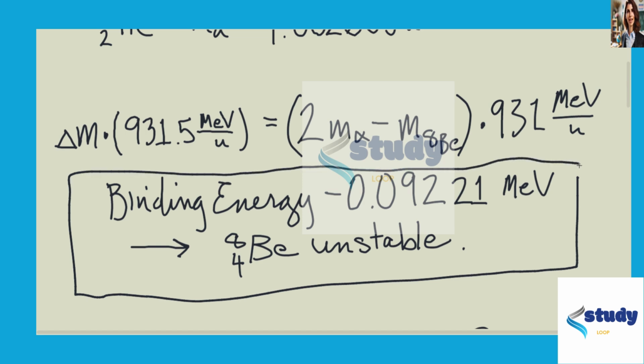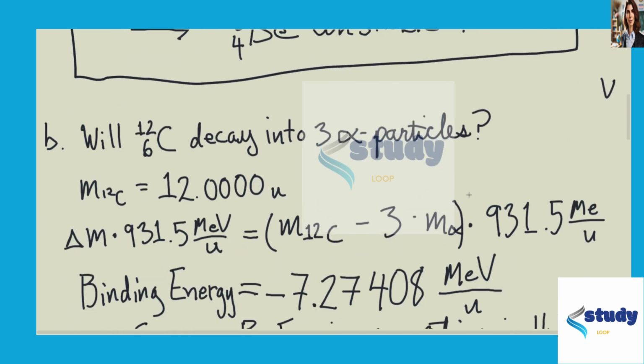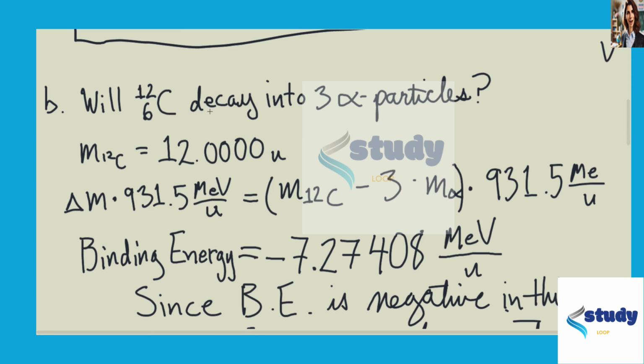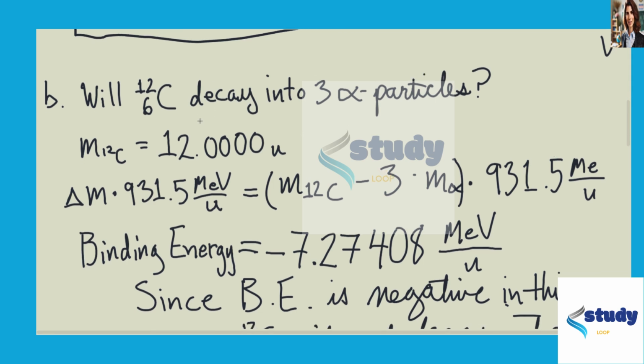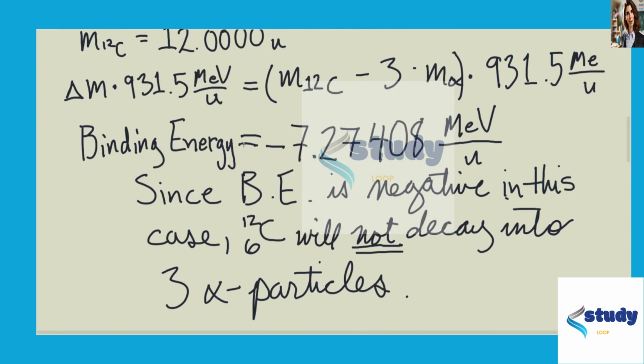Now for part B, it asks us to assess the stability of carbon-12, and specifically if it will decay into 3 alpha particles. If we look up the atomic mass of carbon-12 in our Appendix B, we find that it is exactly 12. I believe it's the reference used to set all atomic masses, hence its lack of fractions.